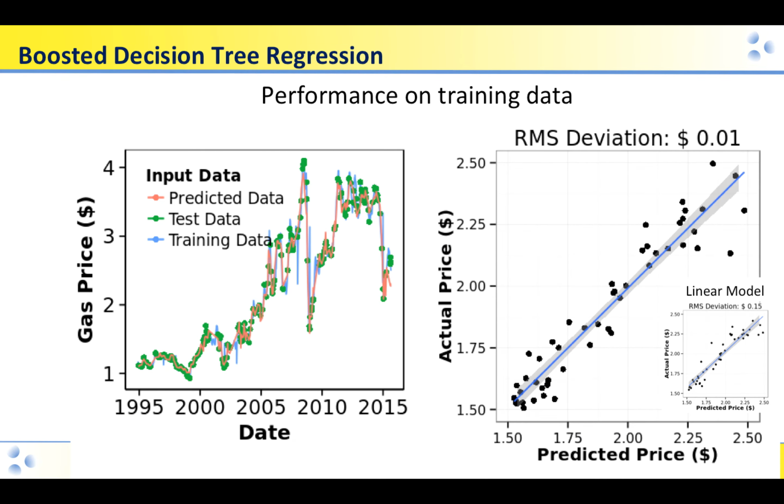So here's how the boosted decision tree regression worked on the training data, an RMS deviation of about 1 cent, which is similar to the SVM on the training data, and significantly better than the linear model.